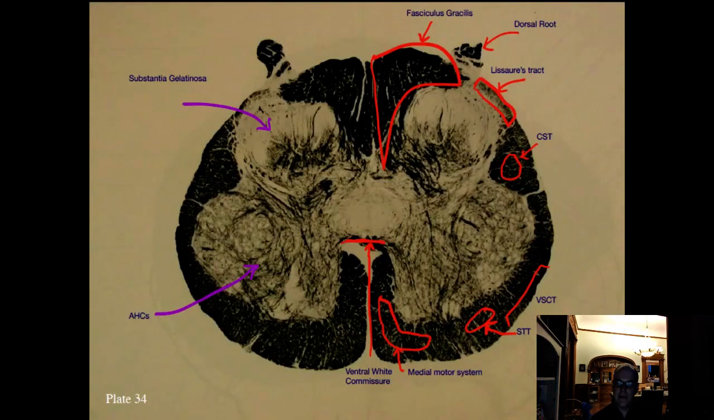Now, I think we will start from here in the next lecture. What we're going to do is follow pathways in the spinal cord and continue to see those as they work their way up to the brainstem.